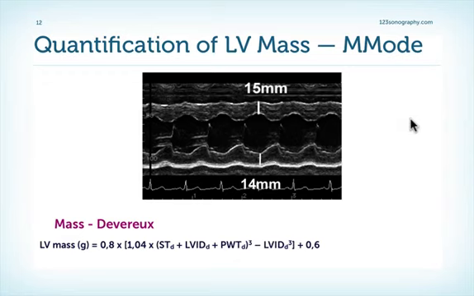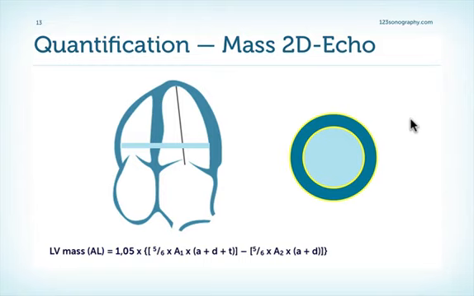I would prefer to use the so-called 2D method, which you see here. The 2D method uses the thickness of the septum in a short axis view and also the length. Therefore, it is called the area length method. You can see the formula here. Now I'd like to show you how to perform this measurement practically.